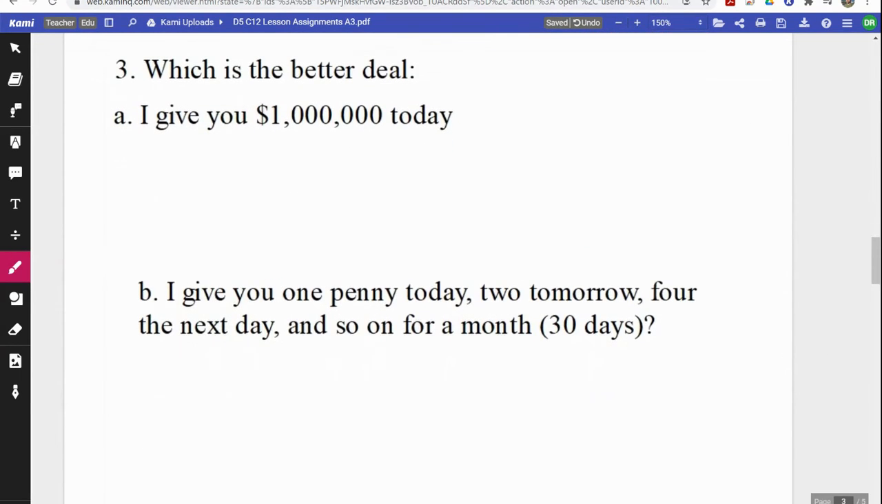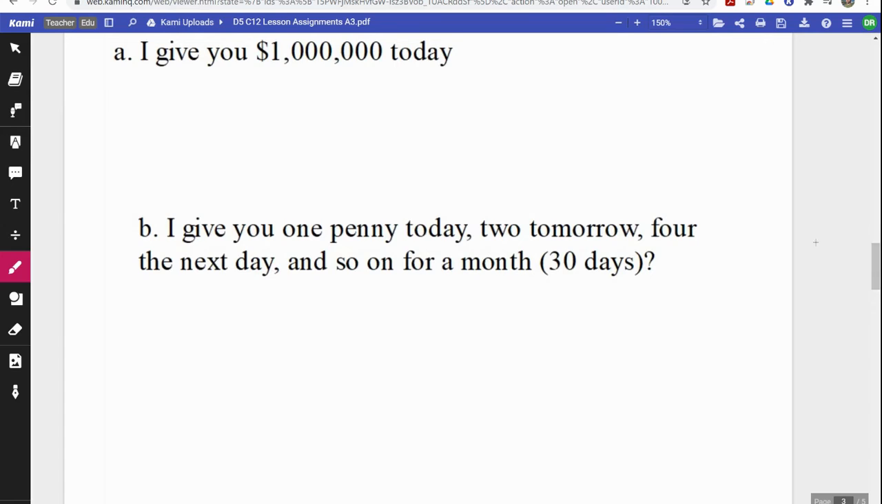Ooh, this is an interesting problem. So which is a better deal? Let's say you get $1 million today. Okay, well now you got $1 million. That's excellent. Or I could give you 1 penny today, 2 for tomorrow, 4 for the next day, and so forth for like 30 days.